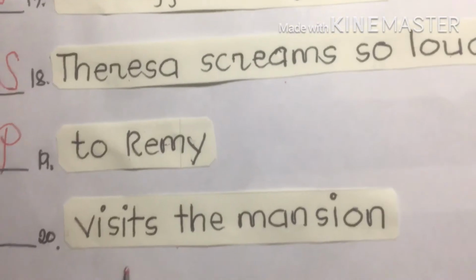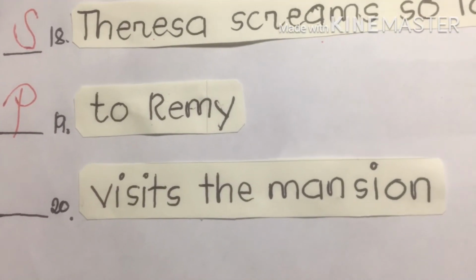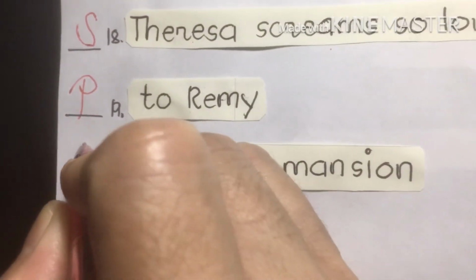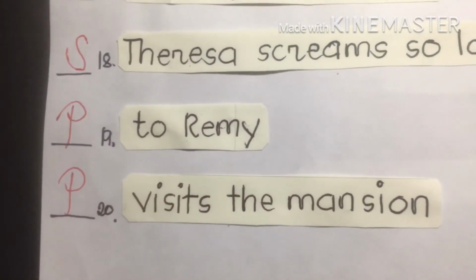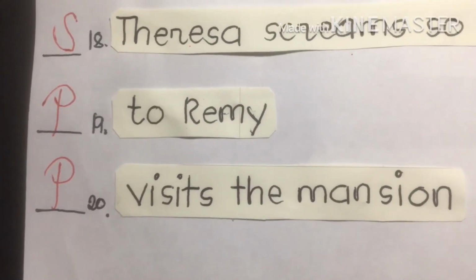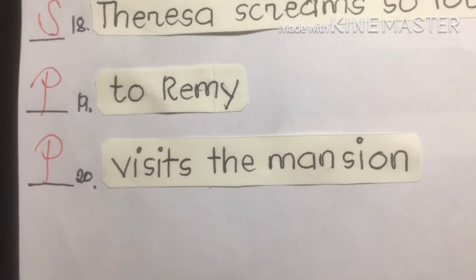20. Visits the mansion. Who visits the mansion? We do not know who visited there. This is actually a phrase. Okay, that is our topic for today about how you are going to distinguish phrases and sentences.